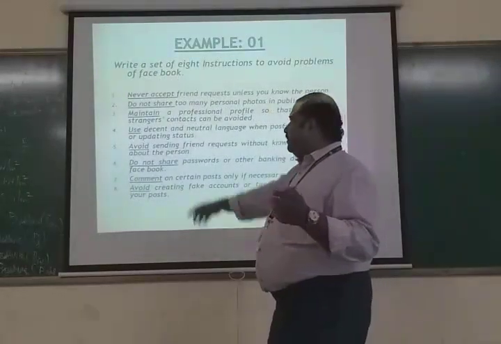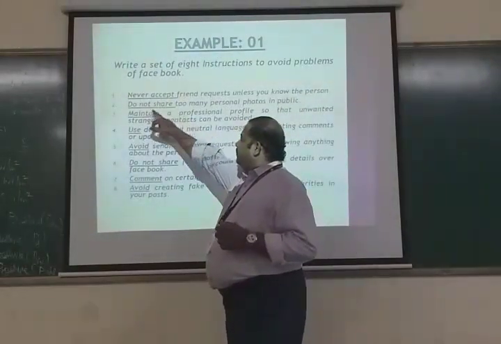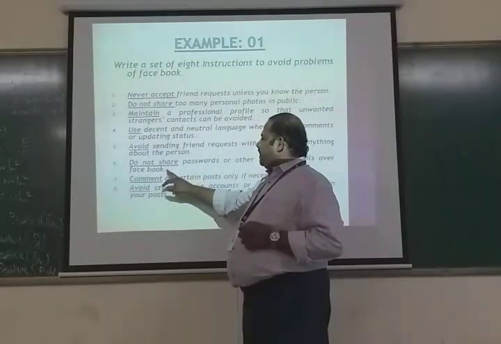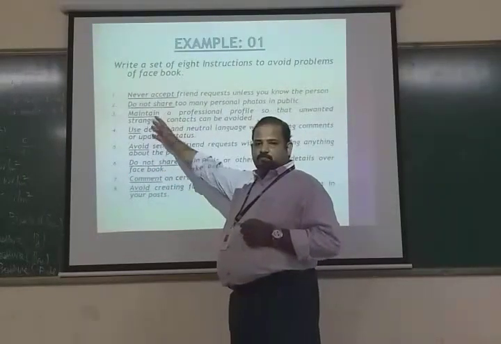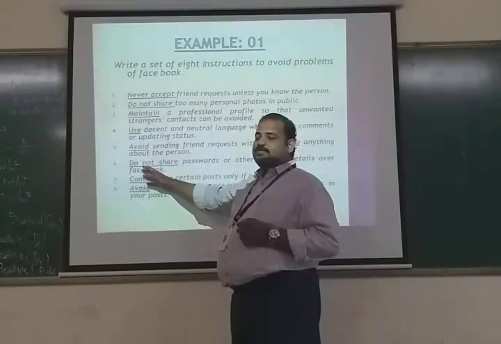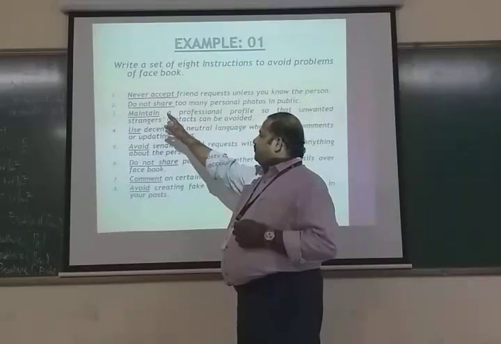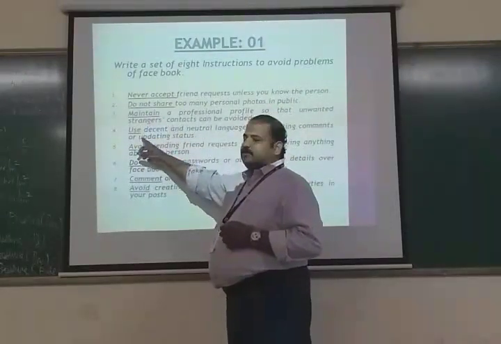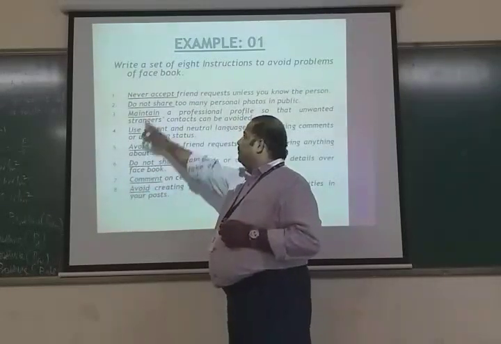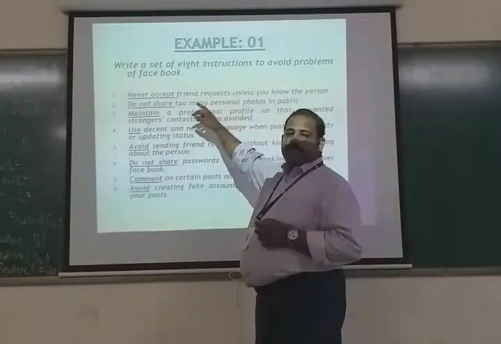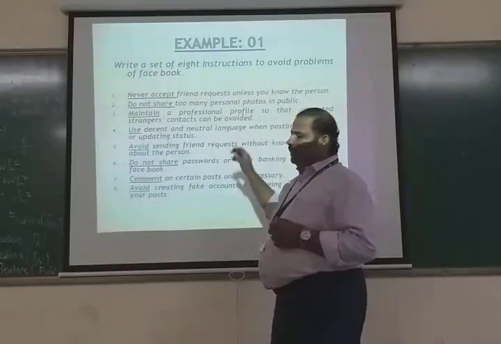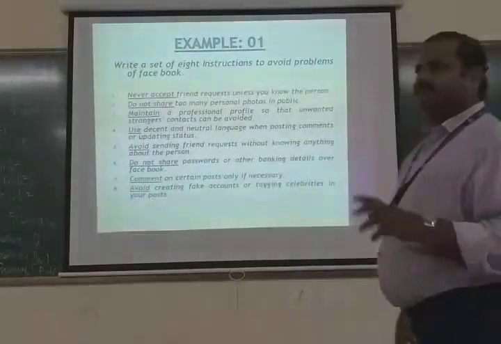Okay. Listen here. The first part of the sentence: never accept, do not share, maintain, use, avoid, do not share, comment, avoid. These are the verbs. We have started with the verb. So the imperative form is used here. For writing the instructions, we have to follow this by highlighting the verbs, then numbering the sentences. Use simple language and use simple sentences. That only we can easily understand. Okay?